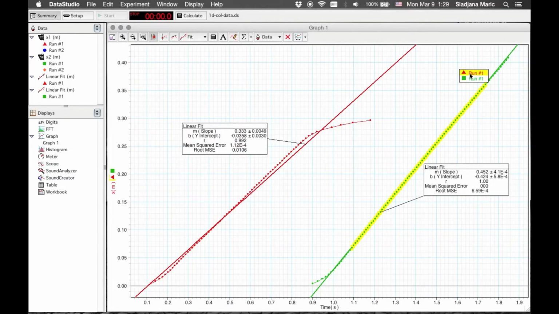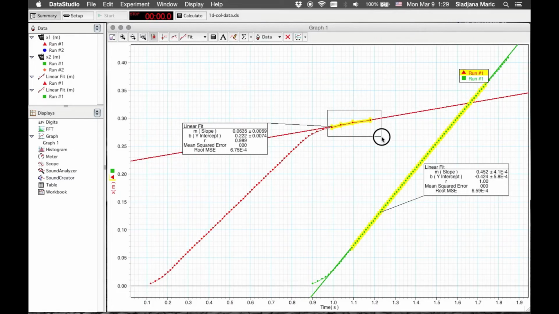Now you're going to highlight run number 1 and then select a couple of the points after the collision for the projectile and use the linear fit to obtain the final velocity of the projectile after the collision. Please record these values in your laboratory manual. Now you're going to print this graph. Since in Data Studio you cannot take multiple slopes of the same curve, you are going to print two graphs. One is for the final velocity of the projectile and one is for the initial velocity of the projectile.